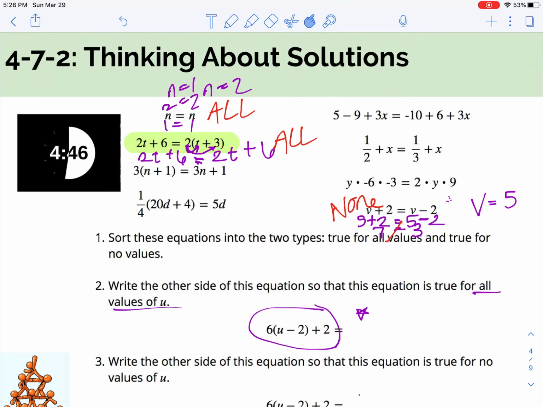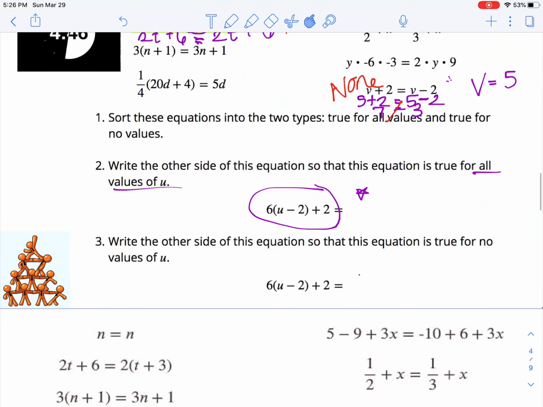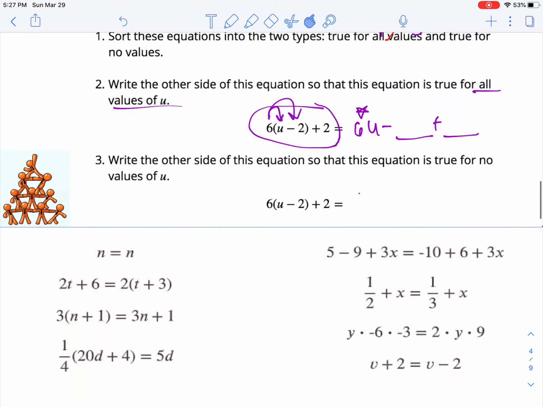The only difference was on one side it was distributed, on the other it wasn't. So you could start to distribute like this, and then you could start writing on this side like 6u minus blank plus blank, and then it would be the same thing, right? So I'm going to have you guys try to finish that on your own.